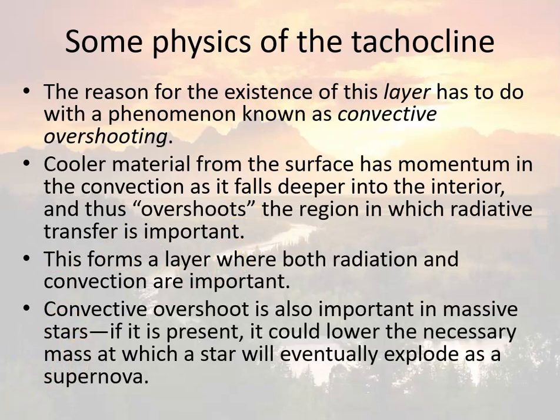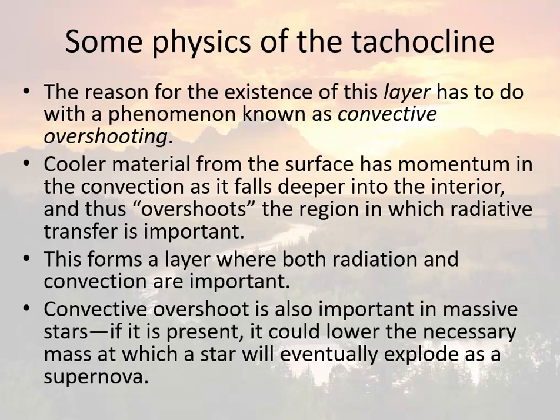Now, the reason this happens is because these convection regions actually have momentum as they are moving around. In particular, when they come down, they are carrying momentum with them, and so it takes longer for them to stop, so to speak, than what one would think. So that means they actually end up entering a region where energy transfer by radiation is important, and that is the tachocline, where those two regions actually overlap due to this convective overshooting.